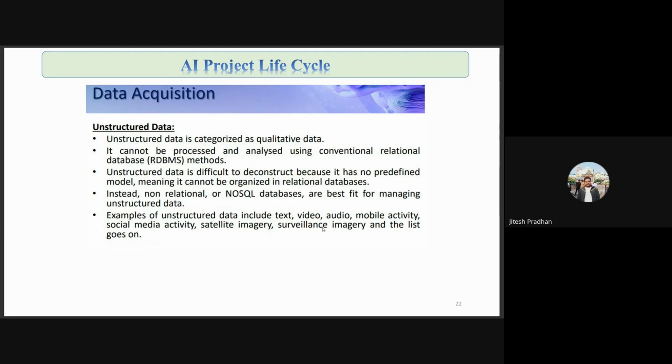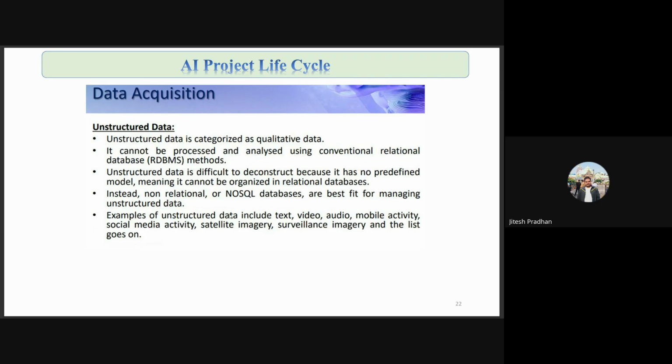Okay, if we are taking, let's say, scraped material from a website, it will be textual information, so it will be unstructured data. Unstructured data is data that can't be processed or analyzed using conventional relational database methods. If RDBMS methods cannot be used to analyze the data, then the data will be unstructured data.